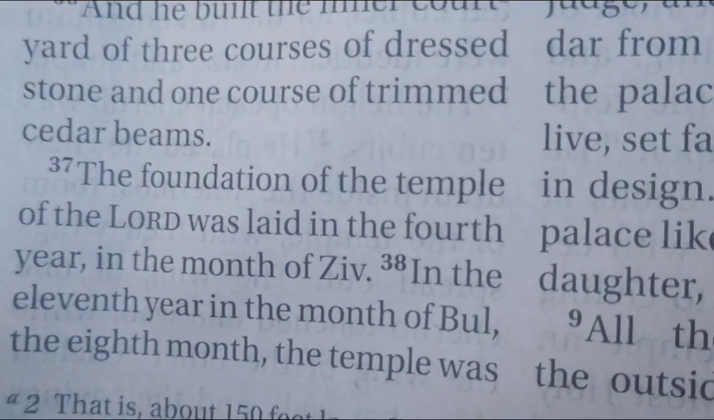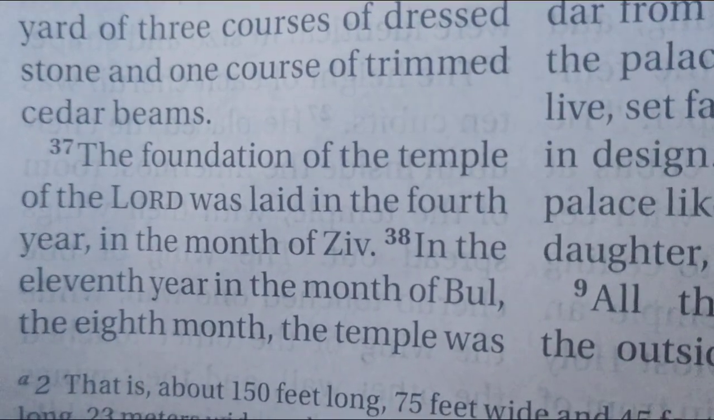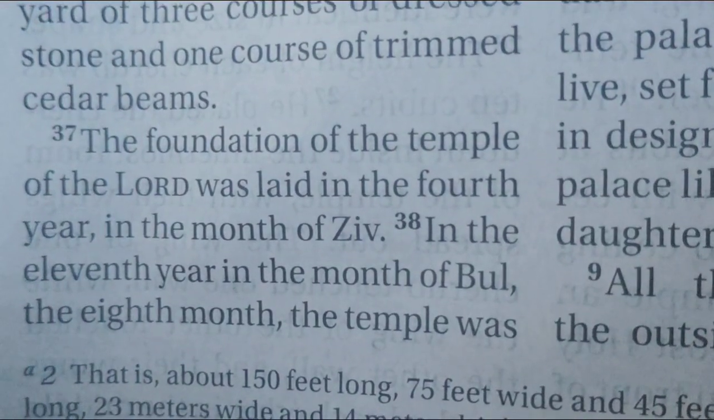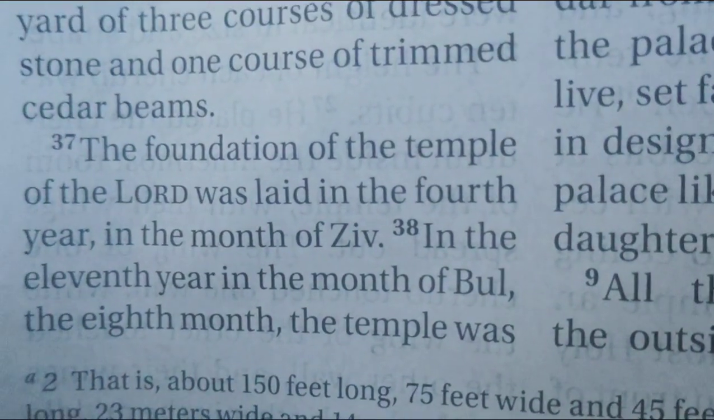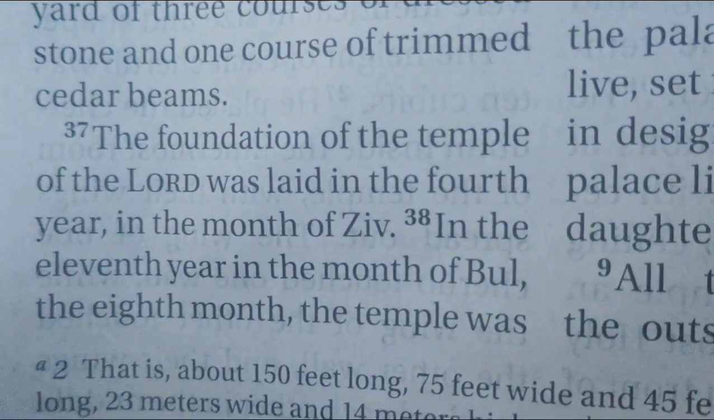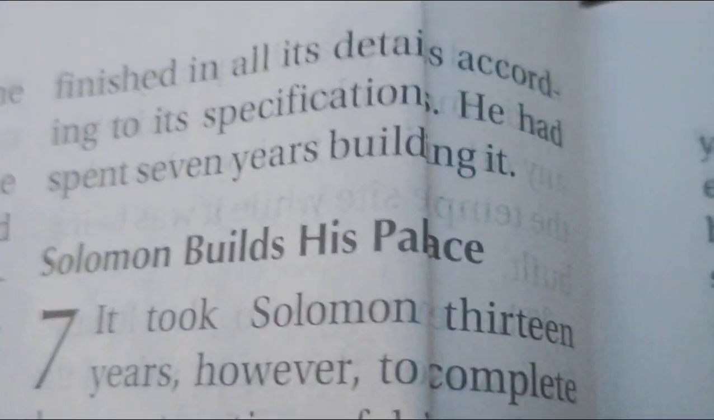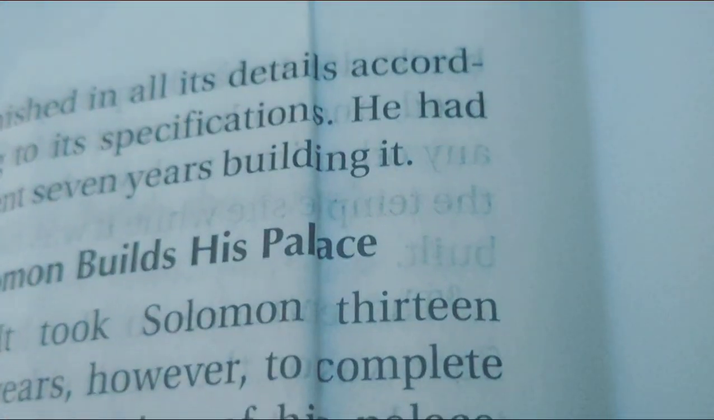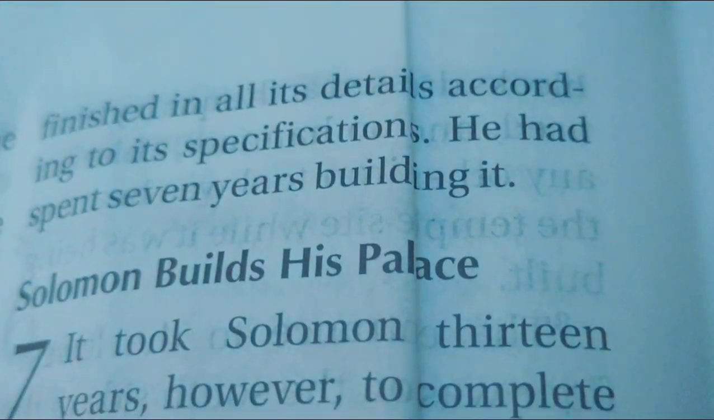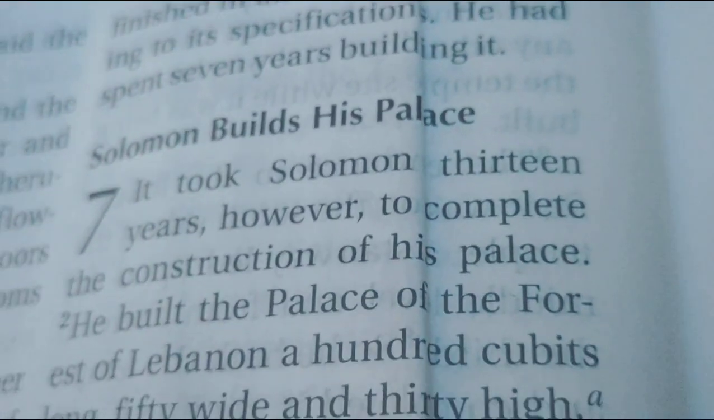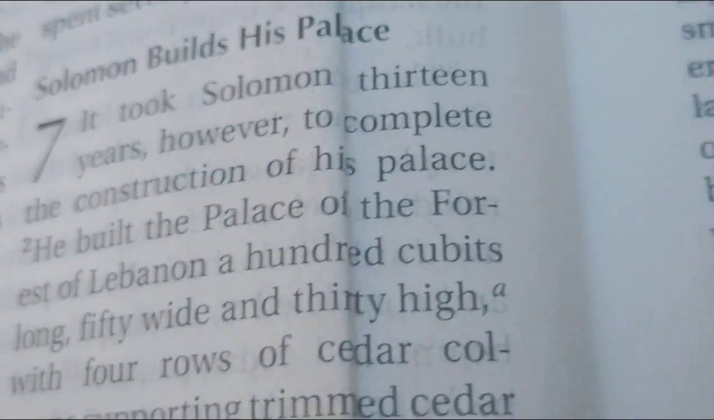The foundation of the temple of the Lord was laid in the 4th year, in the month of Ziv. In the 11th year, in the month of Bul, the 8th month, the temple was finished in all its details according to its specifications. He had spent 7 years building it. Solomon builds his palace. I'll get to that next time.